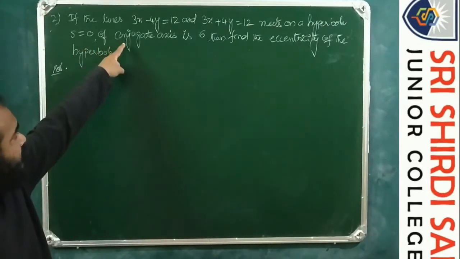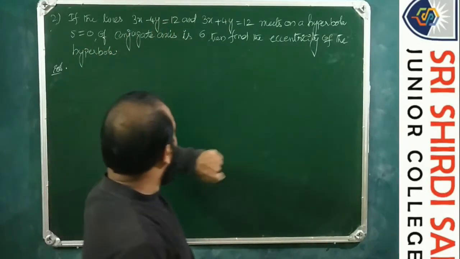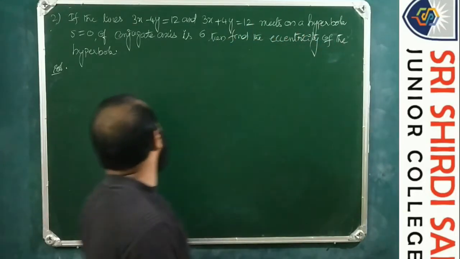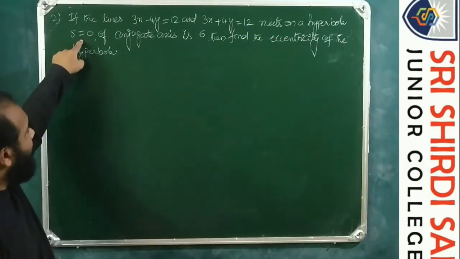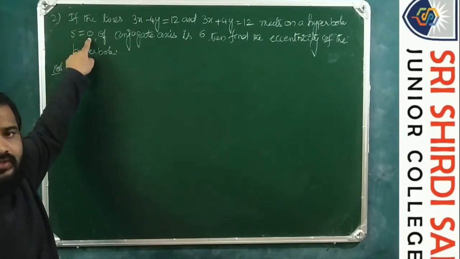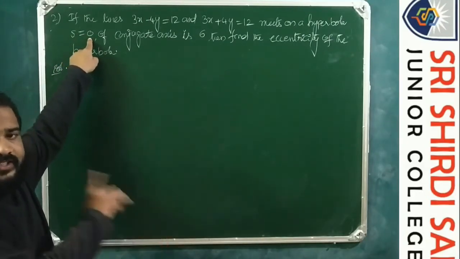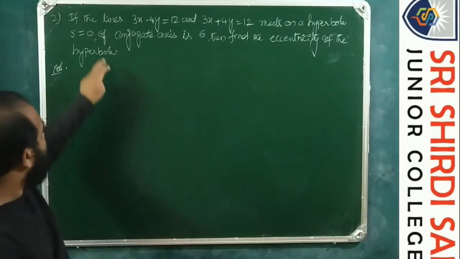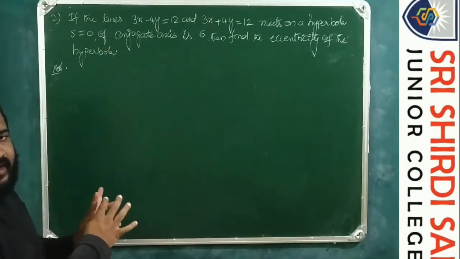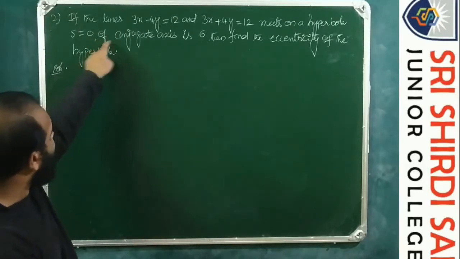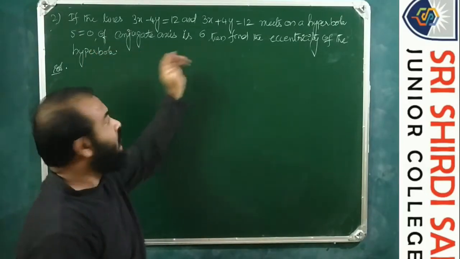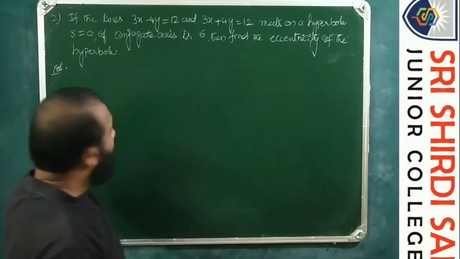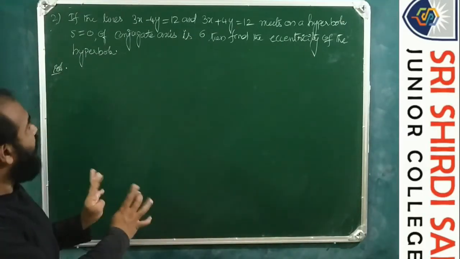If the lines 3x minus 4y equals 12 and 3x plus 4y equals 12 meet on a hyperbola, s equals 0. This is what is there in the textbook. Some extra information is missing in the textbook. The extra information is supposed to be that the conjugate axis is 6. Then find the eccentricity of the hyperbola. So this is the question given.